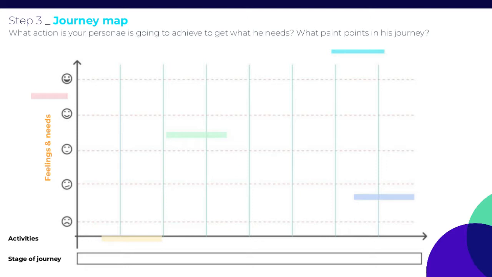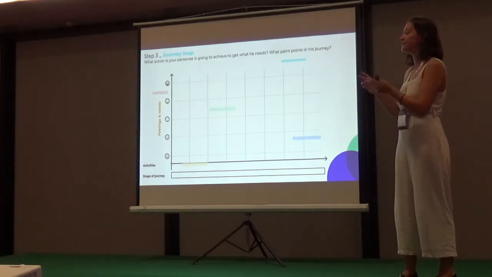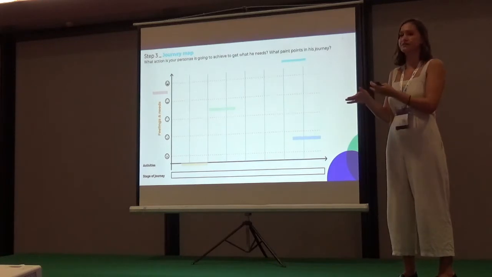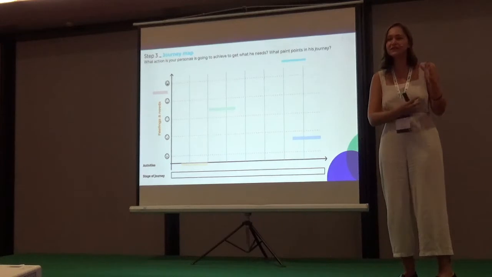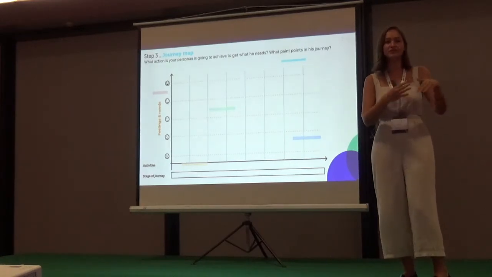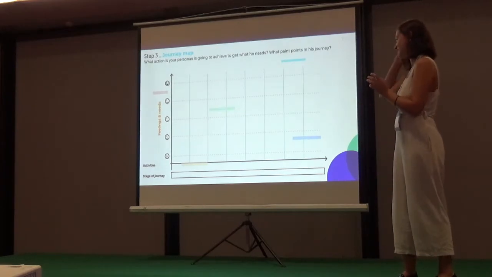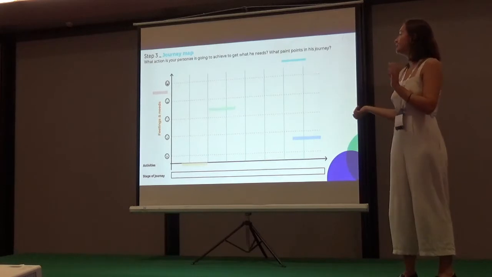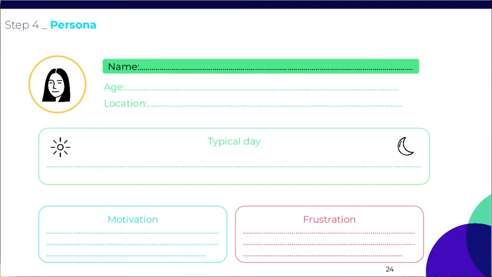Thanks to this, you're going to define some different trends. You're going to see that some people have common traits, have the same kind of profile. They do the same things, they feel the same things, they have common traits and characteristics and so forth. And once you notice the common traits, you can define your persona, which is step 4.